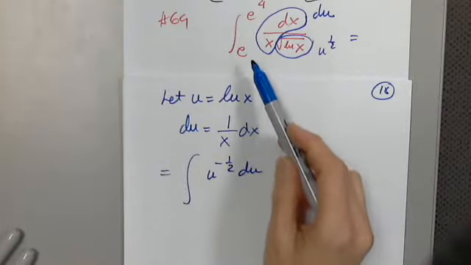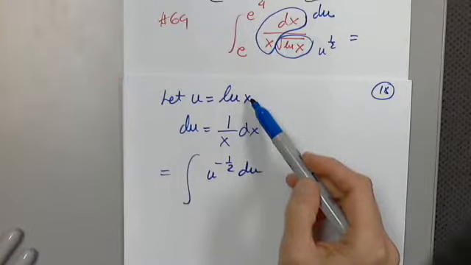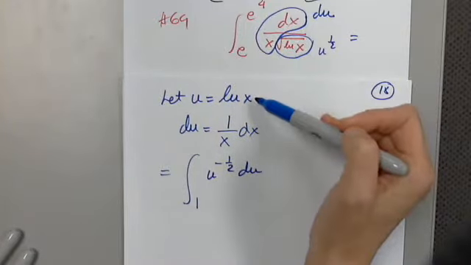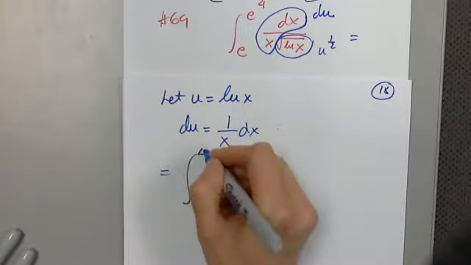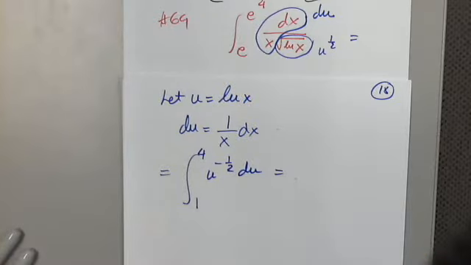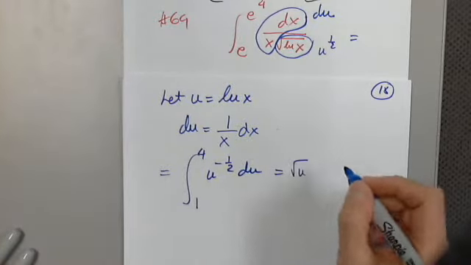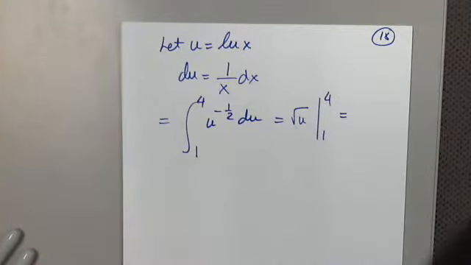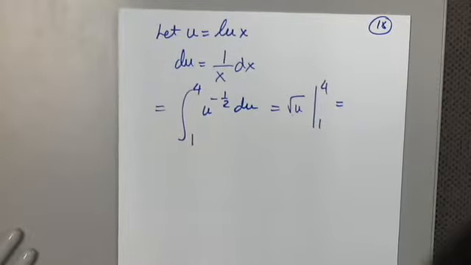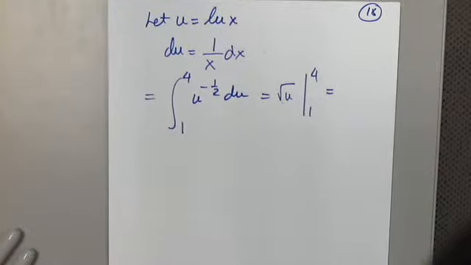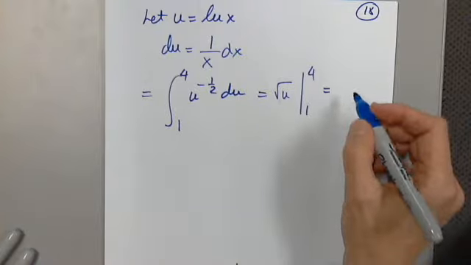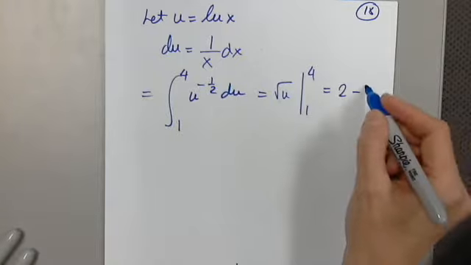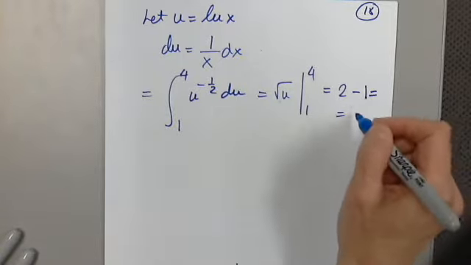When the denominator, the lower limit is e, natural log e is perfect. When I have natural log of e to the 4th power, indeed, awesome, very good. So negative 1/2 plus 1 is 1/2. So this will be the square root of u from 1 to 4. See how elegant the whole thing is. We plug in 4, we get minus when we plug in 1. And the answer is 1.